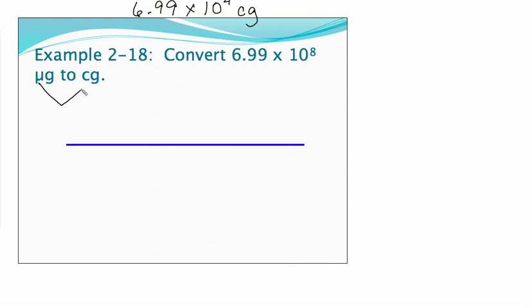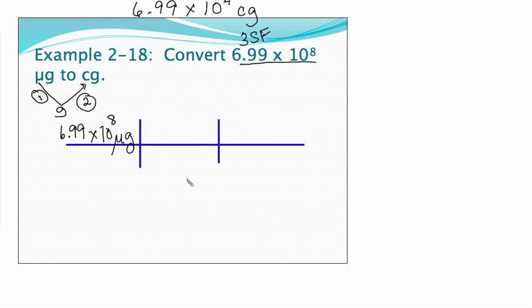I'm going from a prefix to a prefix, so I know I always want to go through that base unit. So again, prefix to prefix, those are always 2-step problems. I'm going to write my given on the top. My given has 3 sig figs, if you want to note that. 6.99 times 10 to the 8th micrograms. Now I want to go to grams, so I'm going to do grams first, and then I'm going to go grams to centigrams. So I put my micrograms in the denominator because they were originally in the numerator.